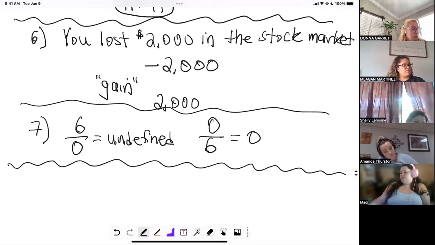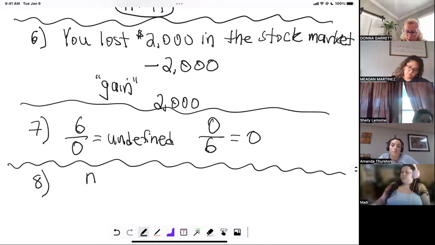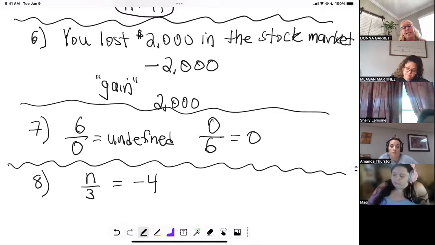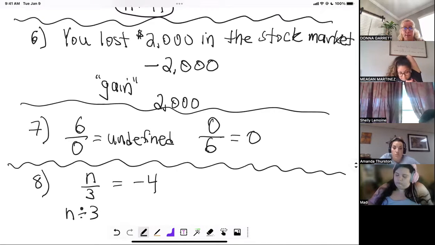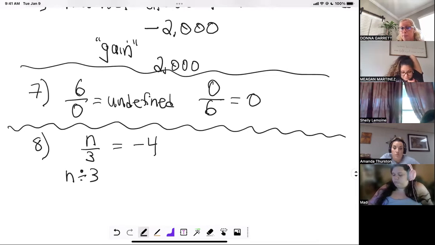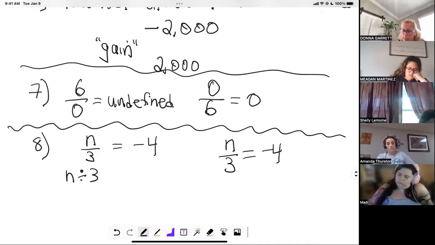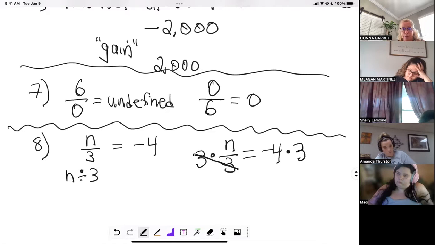I've got 1 minute. I probably have like 2 problems to show you. All right, let's say you have something like this: n over 3 is equal to negative 4, and it says solve. So how would I solve that? This really means n divided by 3. The opposite of dividing is multiplying, so I multiply both sides by 3. Because of opposite operations, the 3 will go away and n is equal to negative 12.